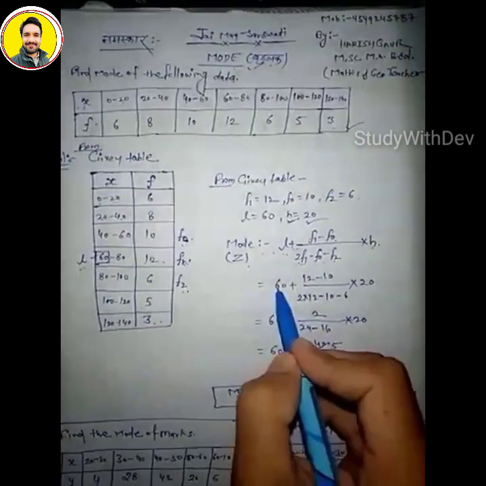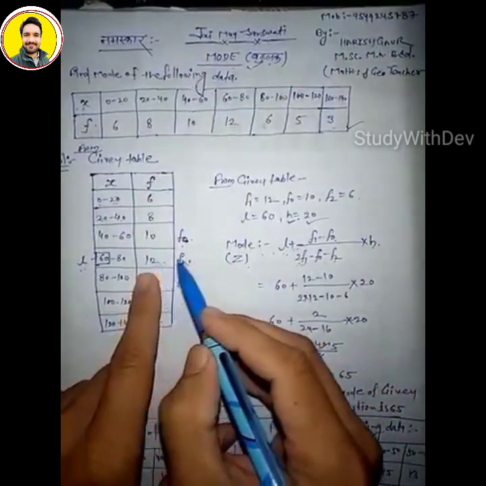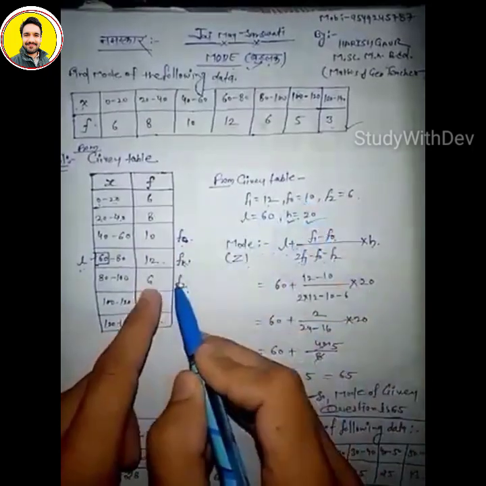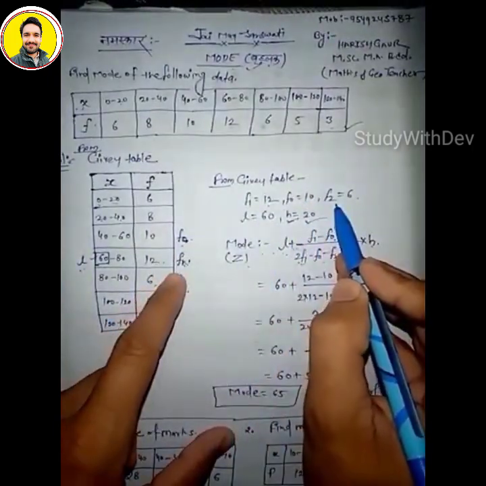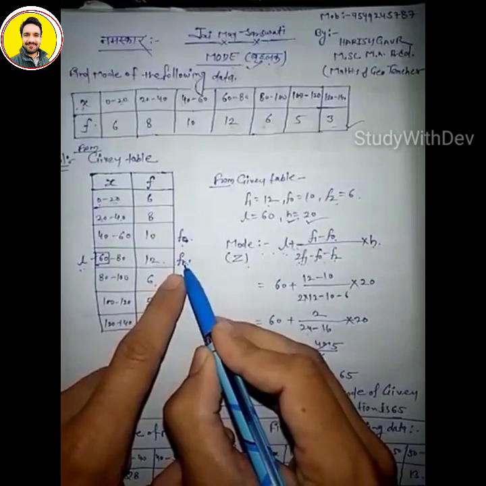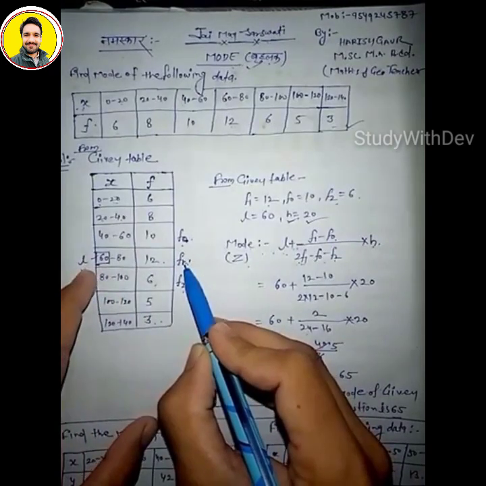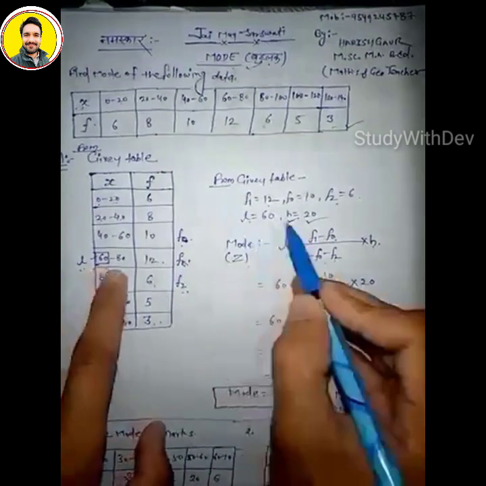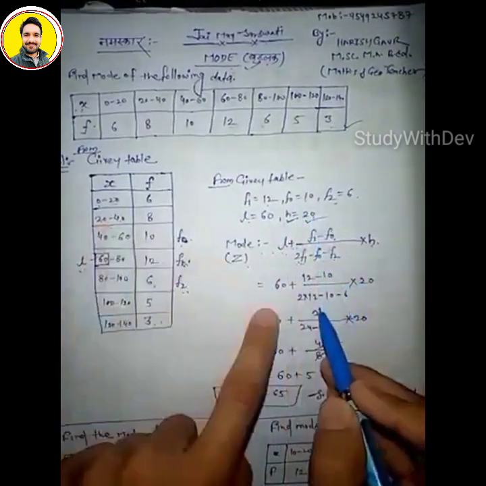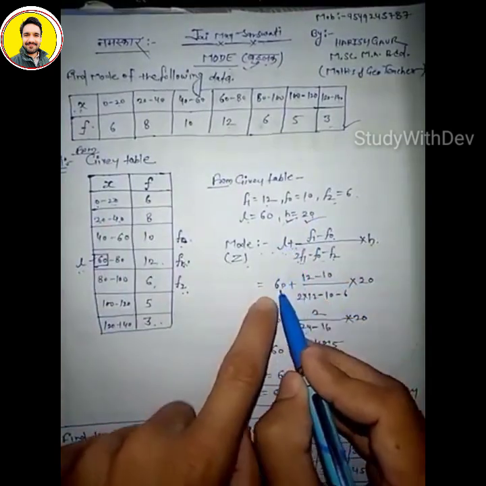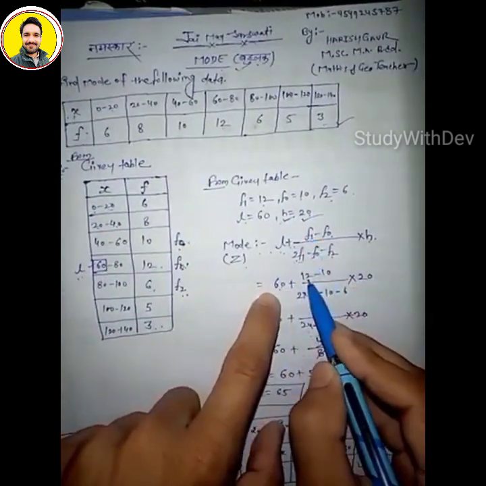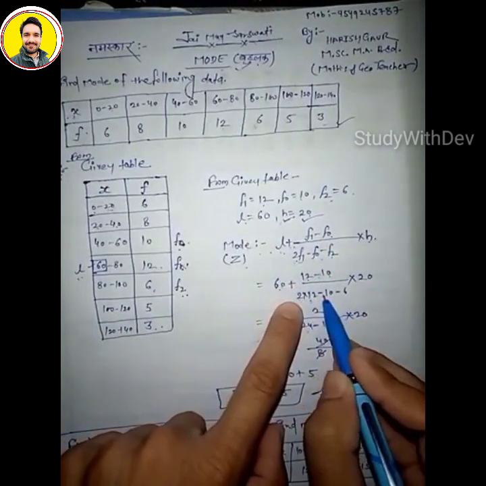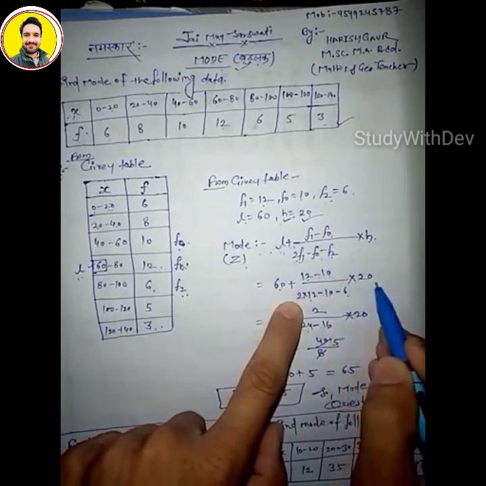Putting the values according to this question, your highest frequency F1 equal to 12, F0 equal to 10, F2 equal to 6 according to your given table, and the value of L in front of F1, your lower limit is 60, so write down 60, and class interval is 20. Put the values in this formula. Value of L is 60 plus value of F1 is 12 minus F0 10, divided by 2 multiplication of 12 minus 10, F2 is 6, multiply 20.